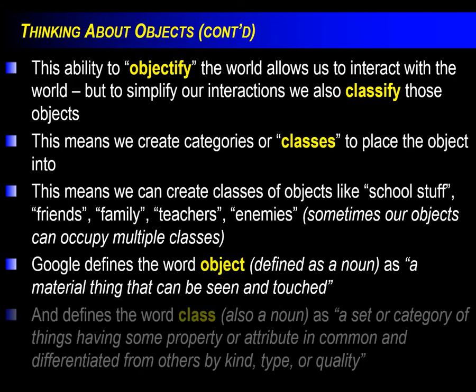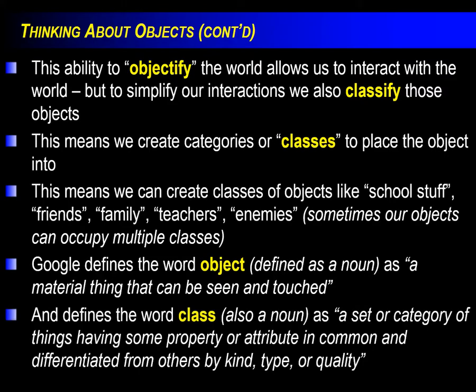We also objectify the world, which means, again, we put objects into categories or into classes. Okay? So, for example, we could make a class of stuff called school stuff. We can classify people. We'll say, well, these people are classified as my friends. These people are classified as my family. These people are classified as Peters. That's a small category, but you put them in there. Or enemies. Okay? And sometimes people can occupy different categories, but we're still categorizing them or classifying them.